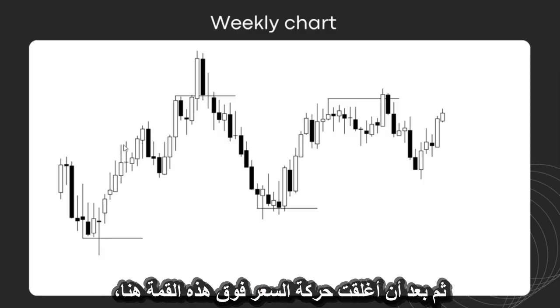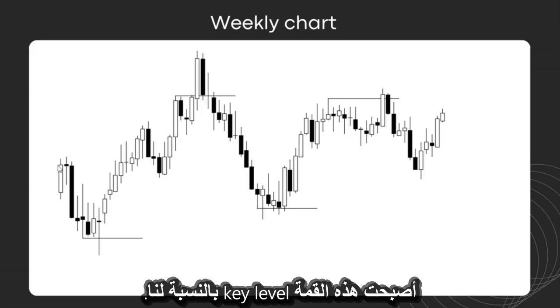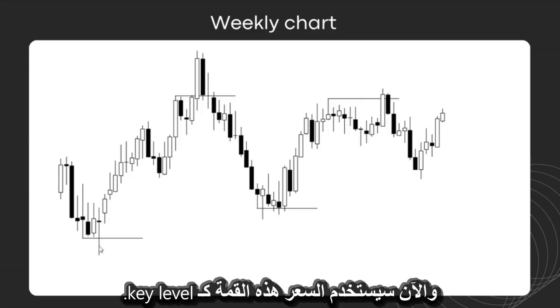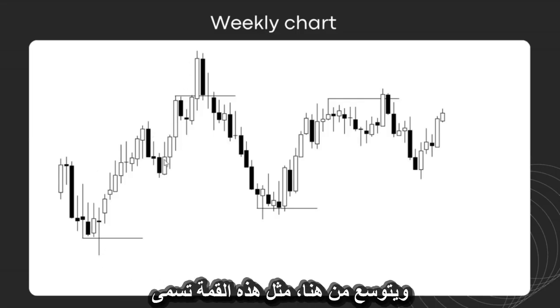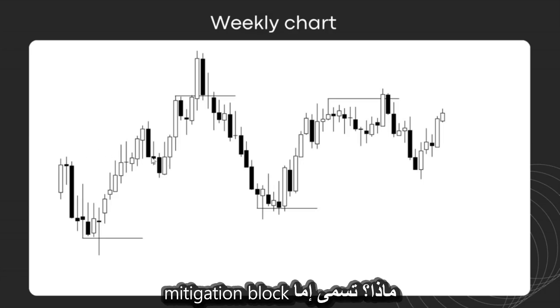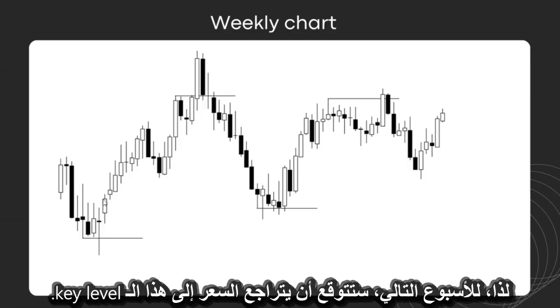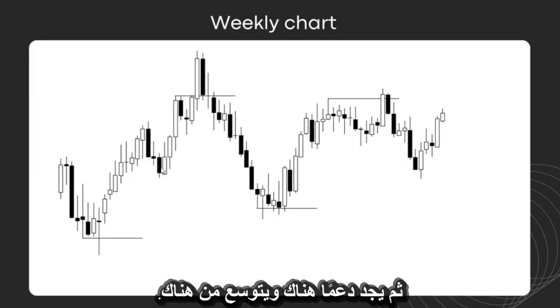Then after price closed above this high right here, this high became a key level for us because it led to taking out liquidity, right? Now price is going to use this high as a key level, test it, and expand from here. Such highs are called what? They are either called a mitigation block or a breaker block, right? So for the next week, you're going to expect price to retrace to this key level, find support there, and expand from there.